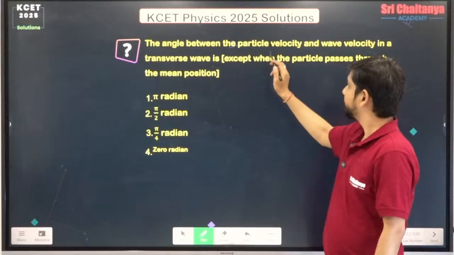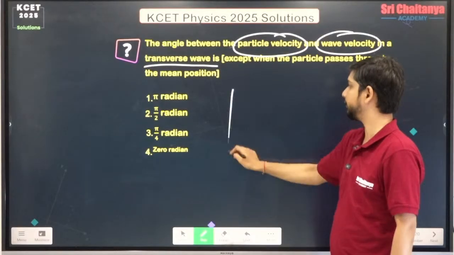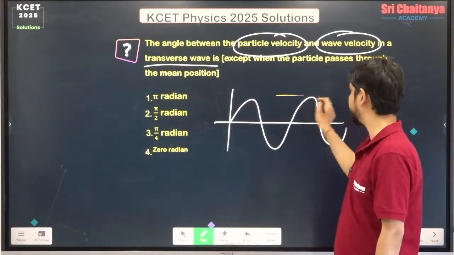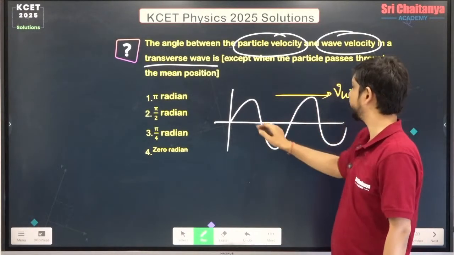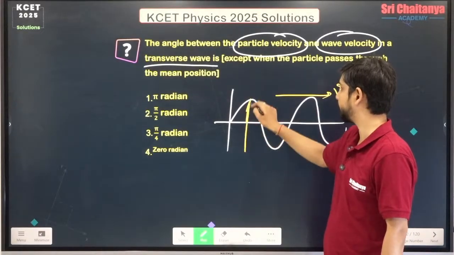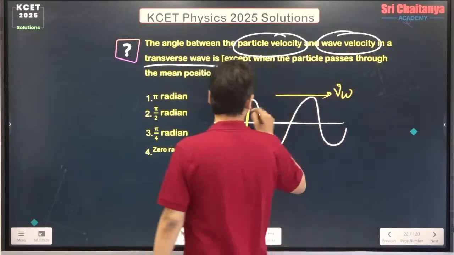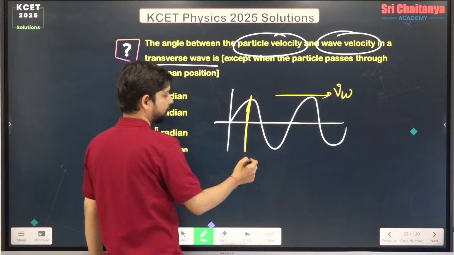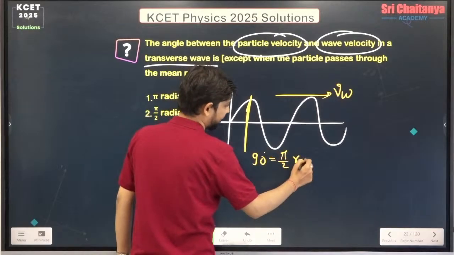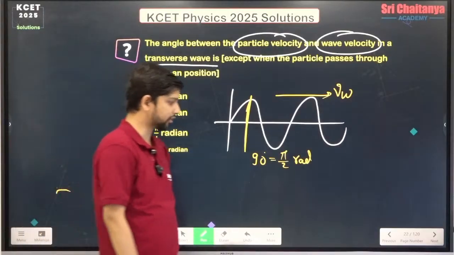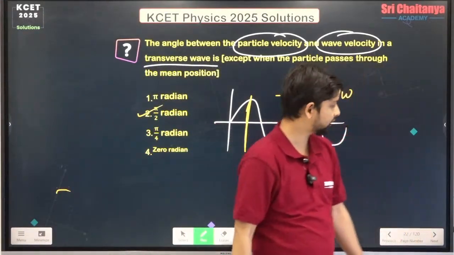Here we have to find the angle between the velocity of the particle and the velocity of the wave in a transverse wave. As we know, a transverse wave is a wave in which the particle oscillates perpendicular to the velocity of the wave. So this is the transverse wave. The particle is going to move along the y direction and the wave is going to move along the x direction. So obviously the angle between the velocities is going to be 90 degrees, and 90 degrees is pi by 2 radian. It is a very simple, conceptual question. Okay, so now we are going to move to the next question.